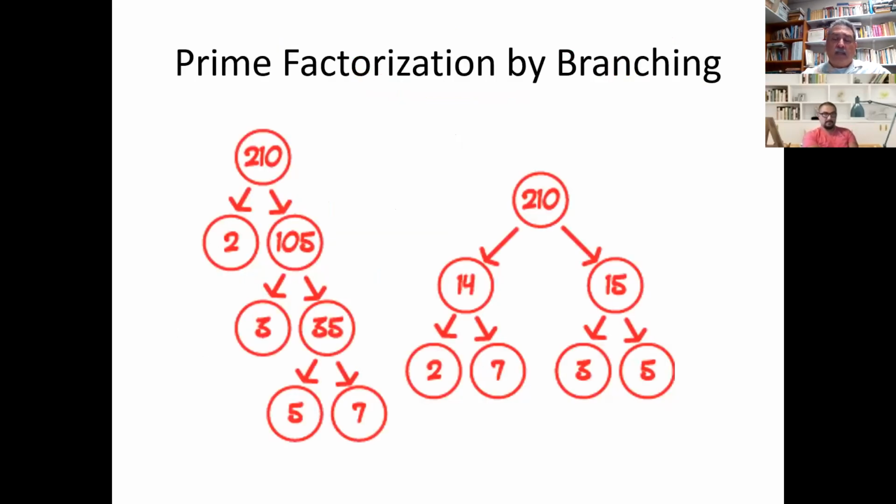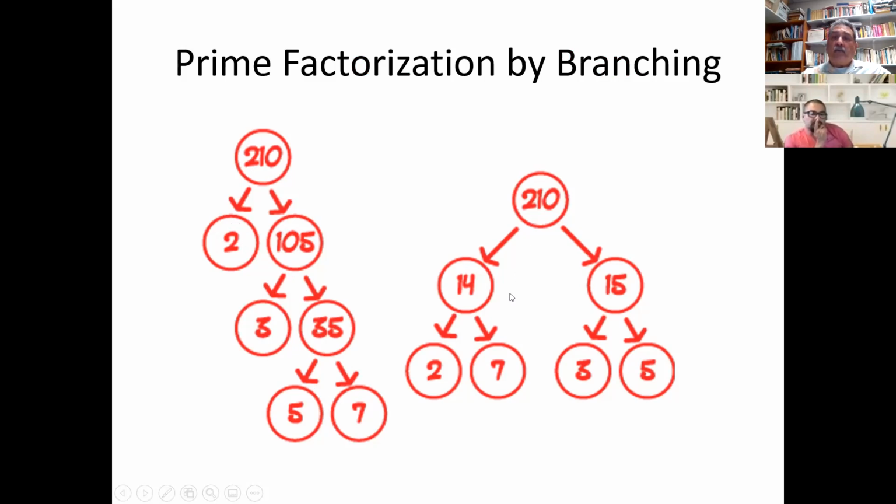Let me give you an example to make sense of what we're talking about. 210, that's a composite number. It's not a prime number. This is called a factor tree. It's a product of 2 times 105. Now, 2 is prime, so I just leave it alone. But 105 is a product of 3 times 35. Now, 3 is prime, so I just leave it alone. 35 is a composite number because I can have 5 times 7 and get 35. Now, these are 2, 3, 5, and 7. These are the prime factors of 210.